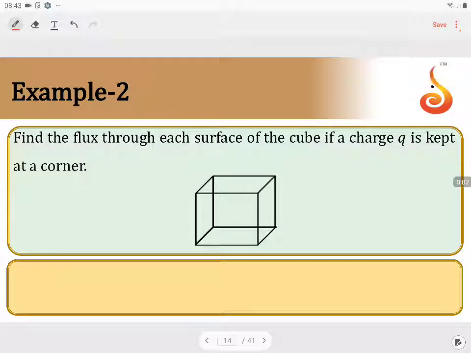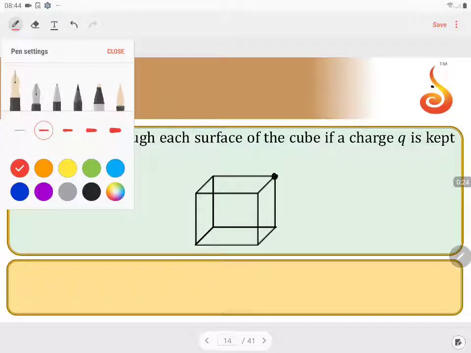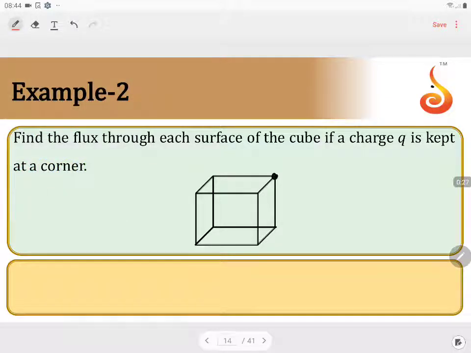Find the flux through each surface of the cube if a charge q is kept at a corner. So here we have a cube, and we don't place the point charge at the center of the cube. We place the charge at one of the corners. So when you place the charge at one of the corners, what will be the electric flux through each face of this given cube?